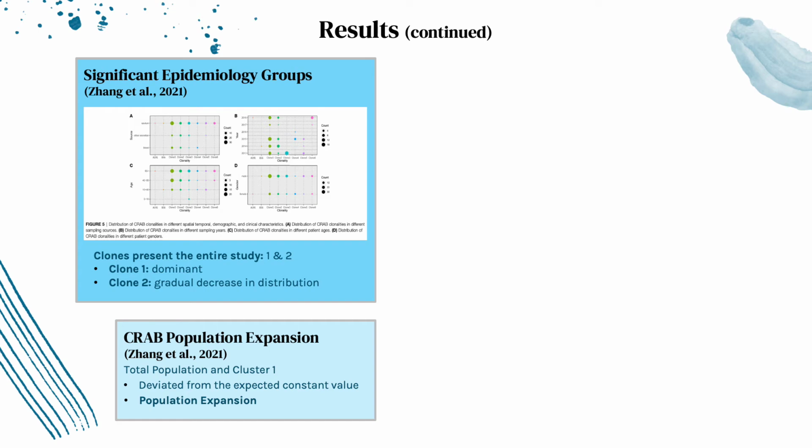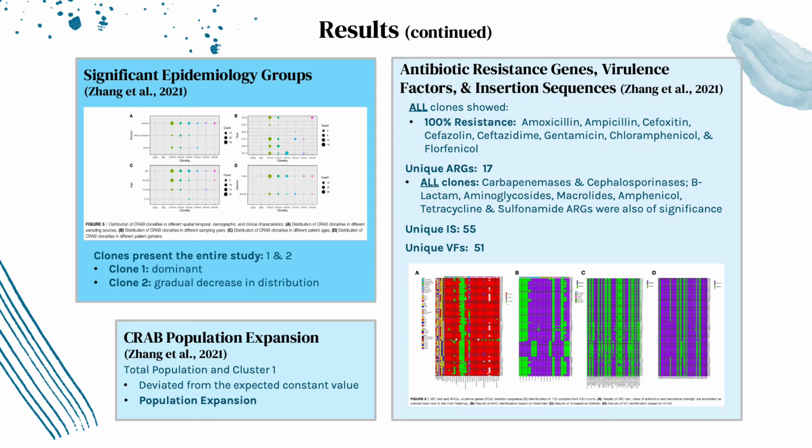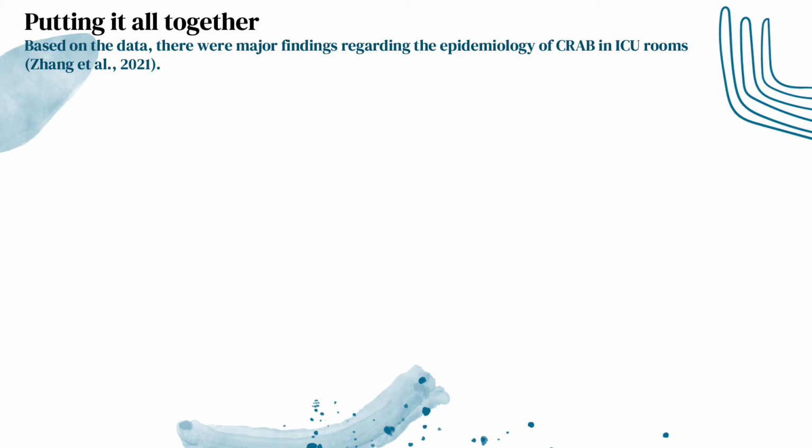After susceptibility was determined, it revealed all isolates demonstrated resistance to at least 3 antibiotic classes. The whole genome analysis further identified a combined total of 17 unique antibiotic-resistant genes, 55 unique insertion sequences, and 51 unique virulence factors. So what does all that mean?